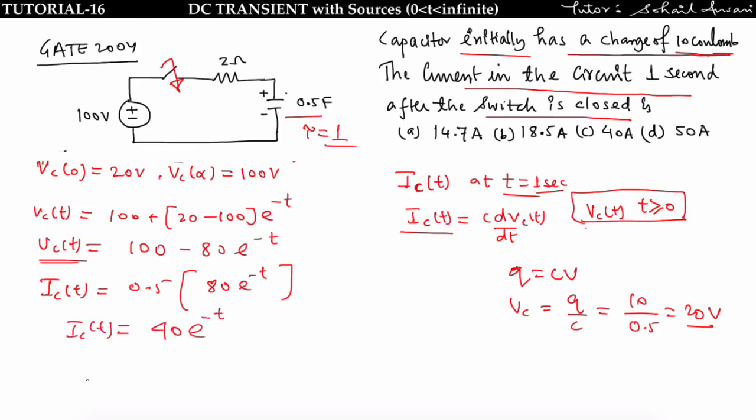Okay, now we have to find Ic at t is equal to 1. So put t is equal to 1 in this equation, 40 e to the power minus 1, and I will get 14.71 ampere. So option A is correct.